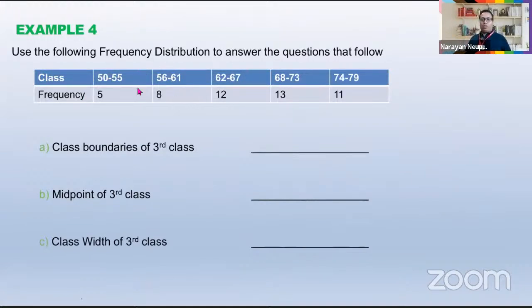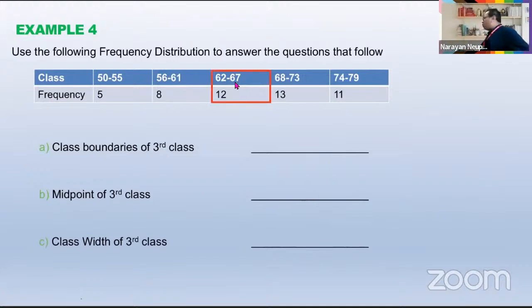A grouped frequency distribution is given to you. As you can see, 50 to 55 is one group, 56 to 61 is another group, and we have the frequencies. Just like the frequency table we created in the previous example, they have given this one, and we are asked to answer these 3 questions. All these questions are based on the third class. This is the first class, this is the second class, this is the third class. So our focus is on the third class, this one.